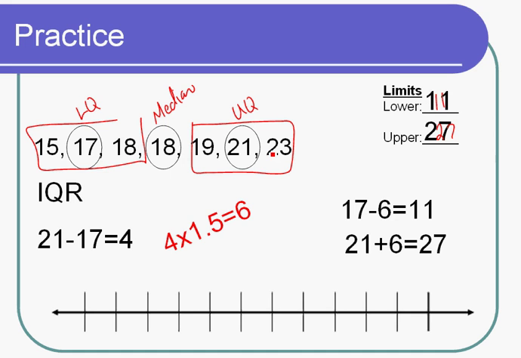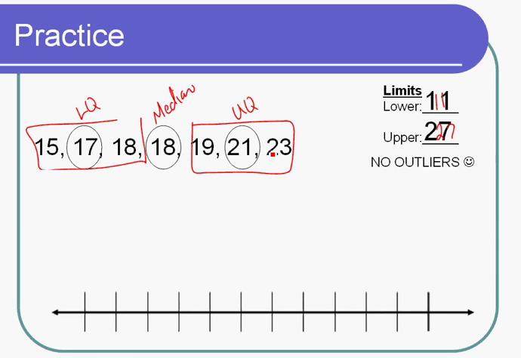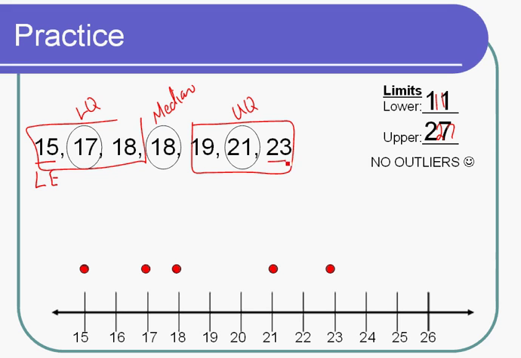Okay, now I'm ready to make my box and whisker plot. Here I've numbered my number line. Notice I have put a point at my lower extreme, my upper extreme, lower quartile, median, and upper quartile. The last step is to connect. I'm going to draw a box connecting the lower quartile and the upper quartile. I'm going to put a line in the center with the median and draw my whiskers on either end of the box.